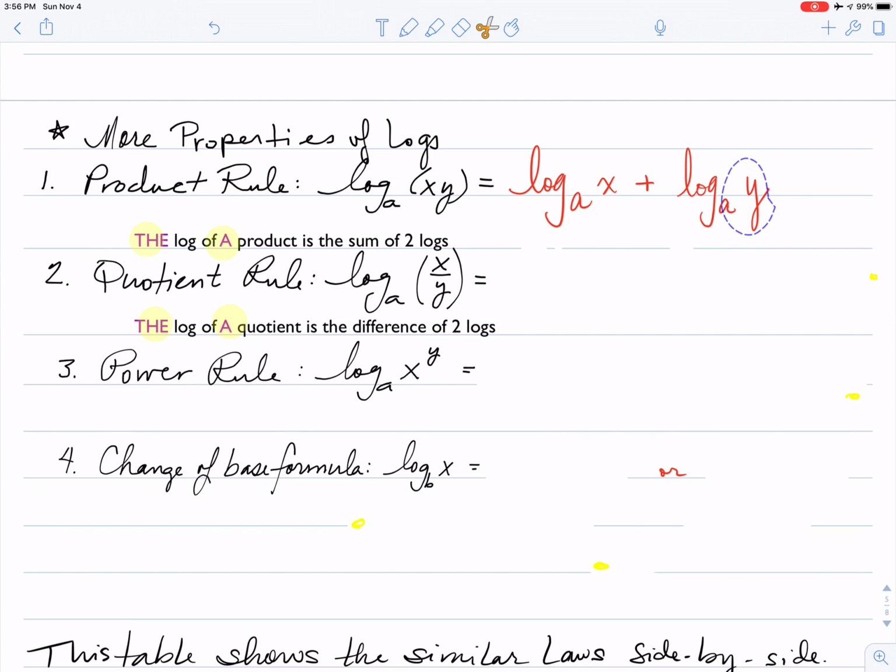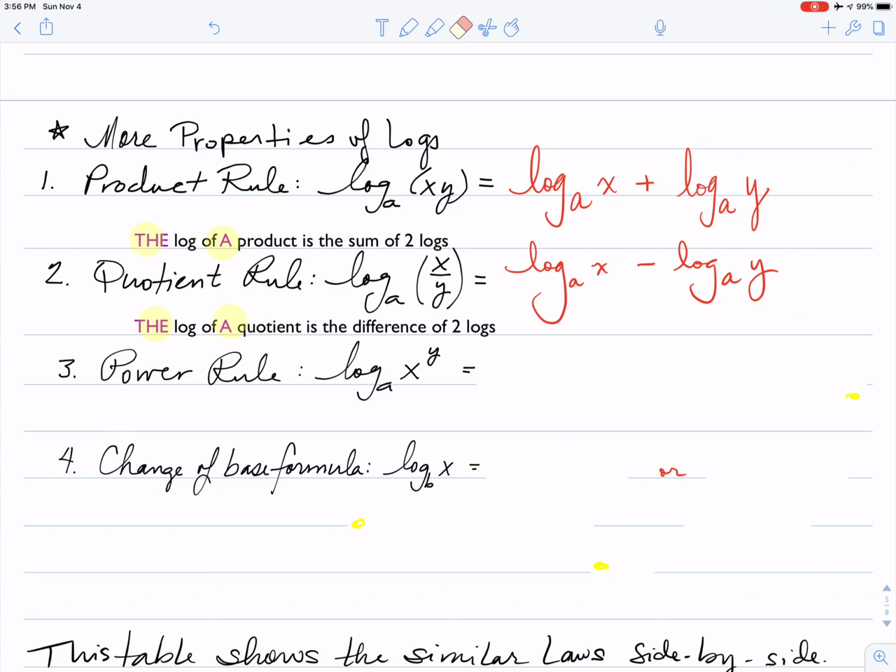Secondly, we have the quotient rule. This is a very similar rule to the product rule. So once again, we've got the log of a quotient, and you see that already written out. I've got a single log here, and I'm taking that log of a quotient, two things being divided, and that's going to be equal to the difference. We know that difference means to subtract two logs. And so once again, we have here a log minus a log, the difference of two logs.